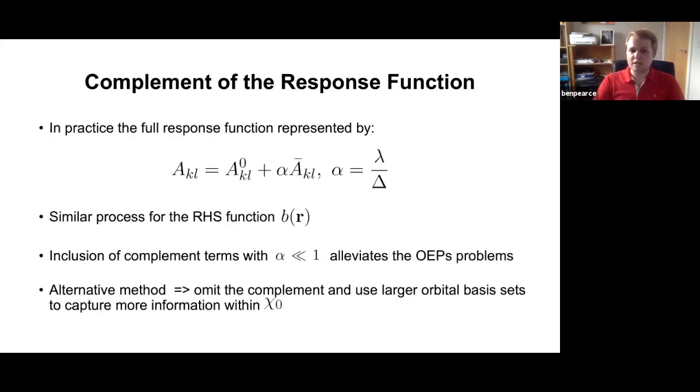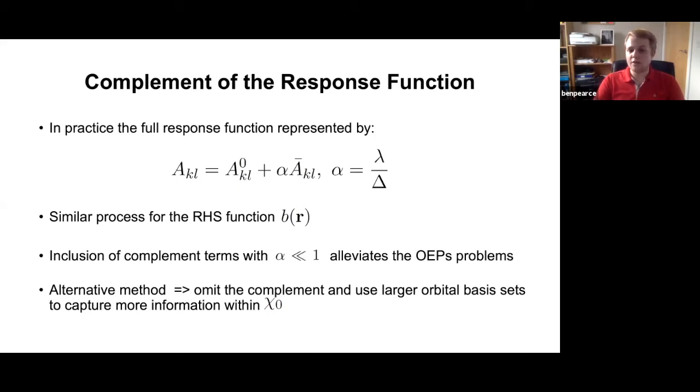So therefore, in practice, we can represent the full response function by the matrix elements A_KL, which is the sum of these two parts. And we can undergo a very similar process for the right-hand side function b(r). So by including complement terms with alpha much less than 1, so near 0 but non-zero, we can then alleviate the issues with the full OEP solution of finite basis set.